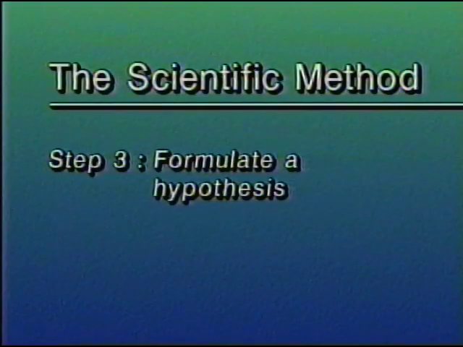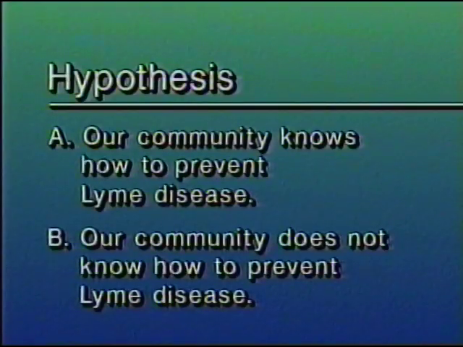When your group has completed its research, you're ready for step 3. Formulate a hypothesis. This means making an educated guess. For instance, you may have learned that scientists know how to prevent Lyme disease, but the number of persons in your community who get the disease keeps going up. Your hypothesis may be that people in your community don't know a lot about Lyme disease prevention. For your investigation, we suggest acting upon one of these 2 hypotheses.